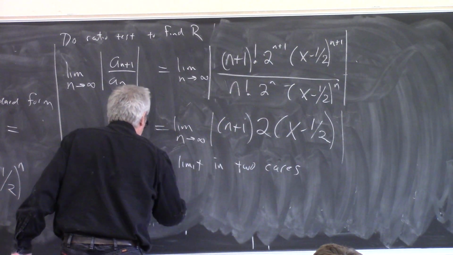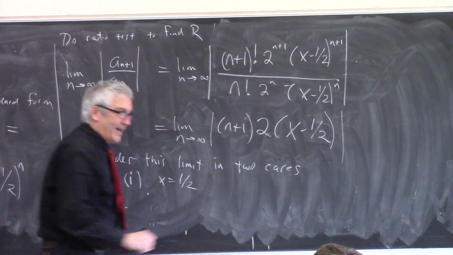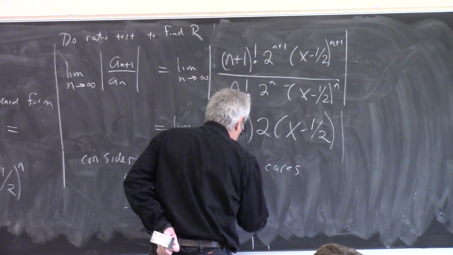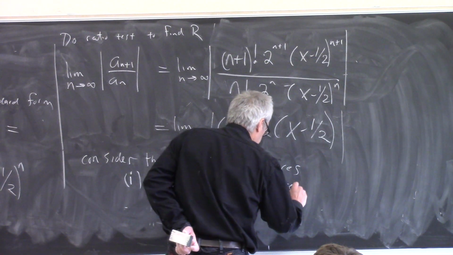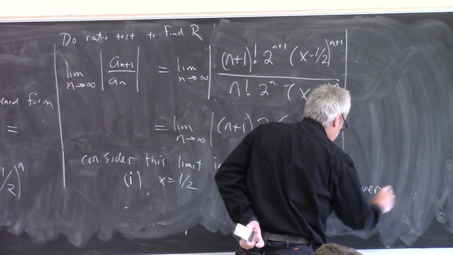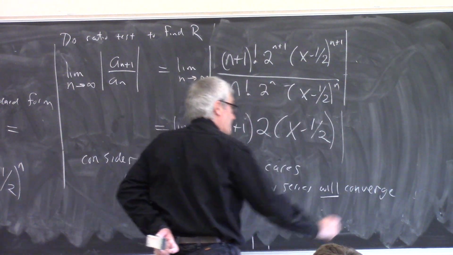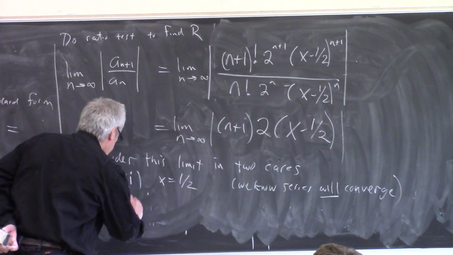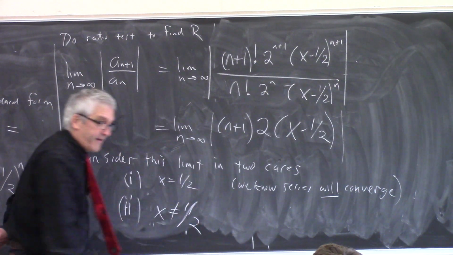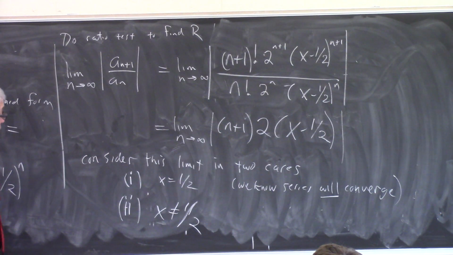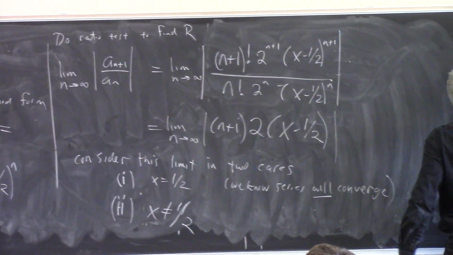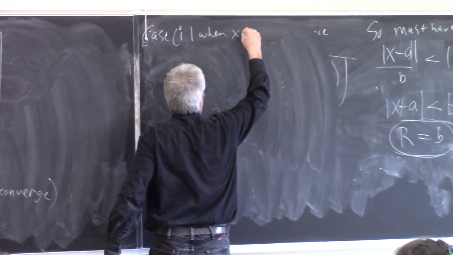One is when x equals 1/2, of course. Again, that's the known case. We know that the series is going to converge. But let's just go through it anyway, because it's fun to have something that we know. And then the other case is case 2, when x is not equal to 1/2. We're interested in whether there are any other x values for which this series converges. That's the question of finding the radius of convergence. So case 1 is when x does equal 1/2.